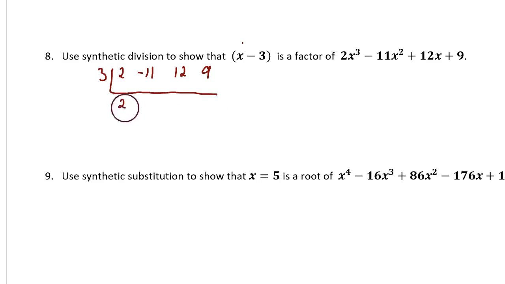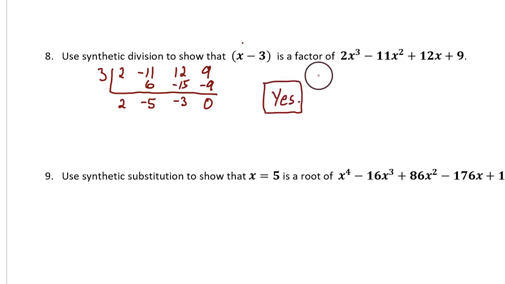So bring down the 2. This is 6, negative 5, negative 15, negative 3, negative 9, and 0. Because we got 0, that's why the answer is yes, that it is a factor. If the remainder is not 0 when you divide something in, then the thing that you were checking is not a factor.